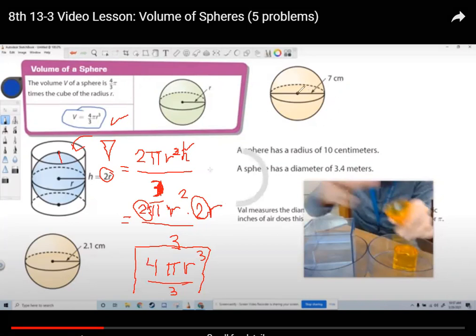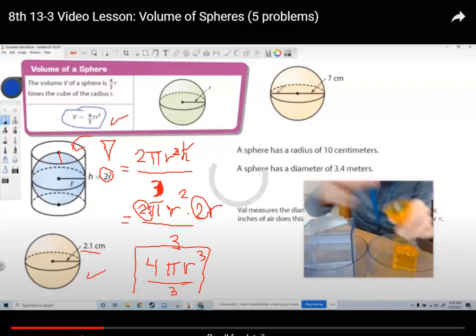Let's answer this question. We have 2.1, this is the radius. So we will substitute only. It will be 4 over 3 times π, which is 3.14, times r, which is 2.1, all to the power of 3, and then we can find the answer.